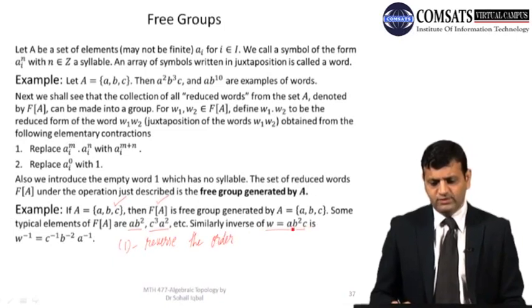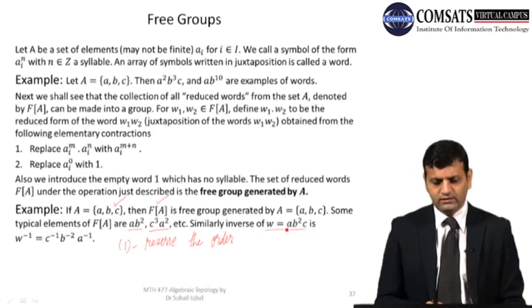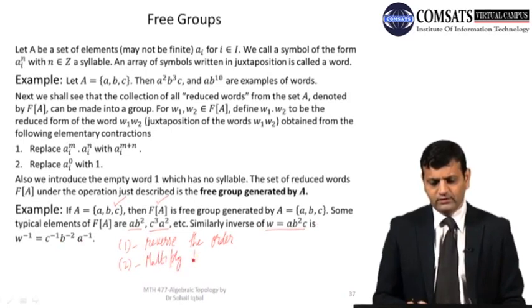So if it is a b square c, then start from c, so c b a, and then the second step is multiply the powers by minus 1. So after following these two operations we get the inverse of a word.